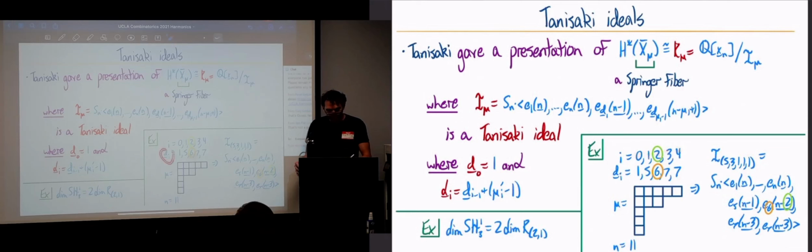And then d_i, we start at 1 there, and then we add the number of boxes not in the first row to get to the next one. So we go 1 to 5, we add 4. So then the next one we add just this to get 6. Then we add 1 to get 7, and we have nothing to add, so we stay at 7. And then these end up being the degrees of the elementary symmetric polynomials you use as you lower the number of variables. Oh, there's a small typo.